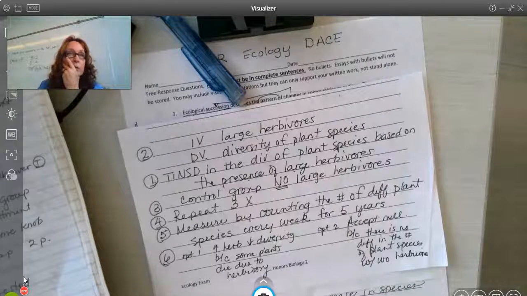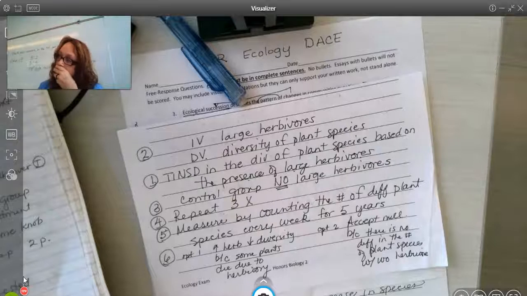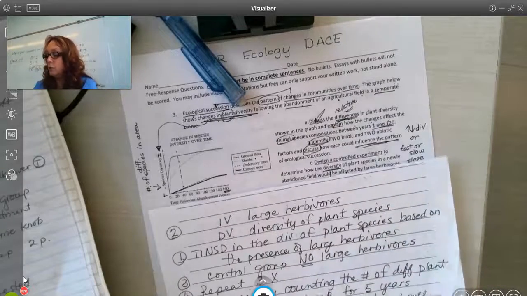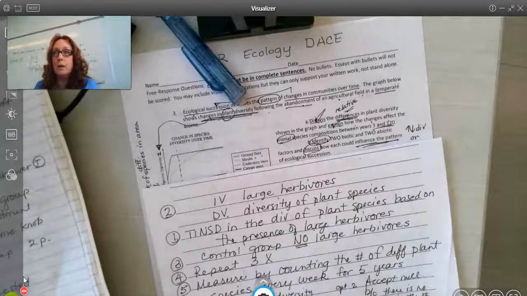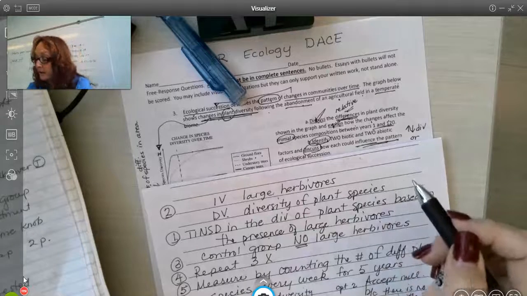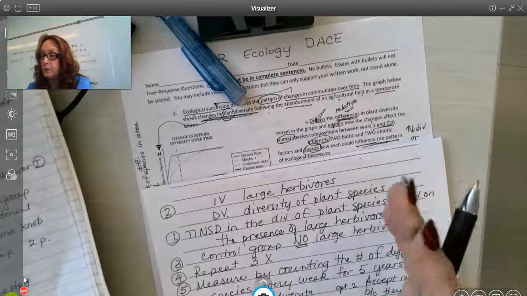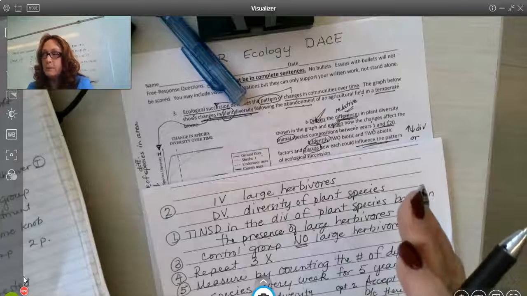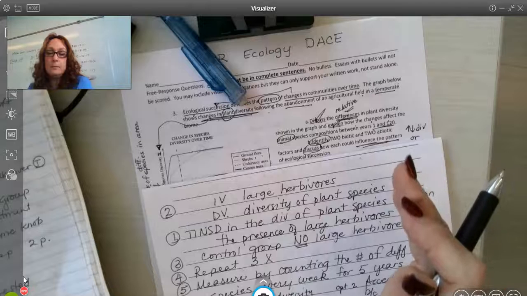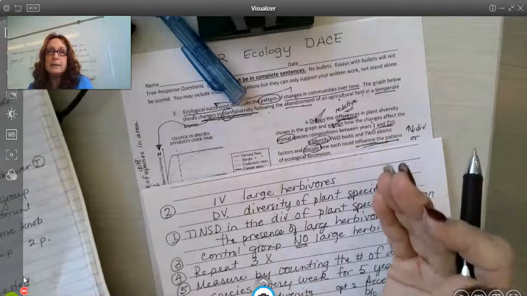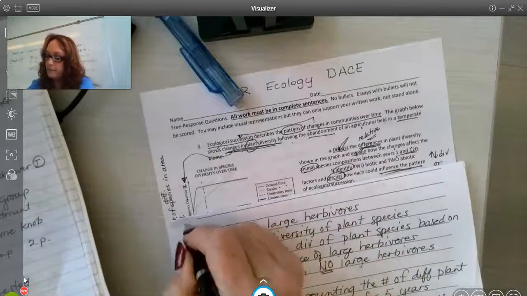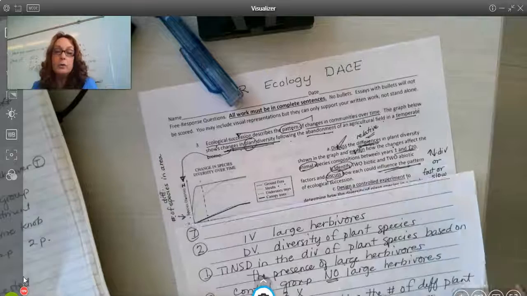So the only other one I can think of that I might want to put in there is to let them know that my areas, my field, I'd have to have the field cut up into pieces that had the same plant species and the same area and the same everything. So maybe I want to state that. What am I going to hold constant?